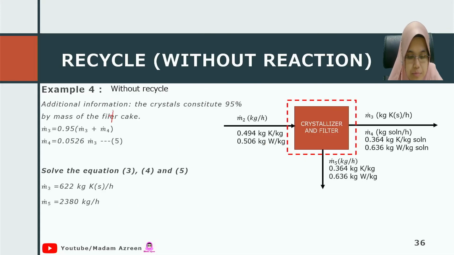So you can compare without recycle and with recycle. What happened to the values of M2, M3, and M5? You don't need M6 here because you don't recycle.